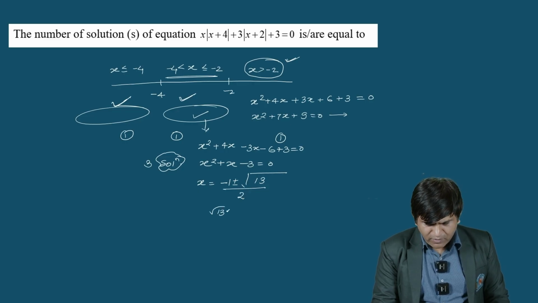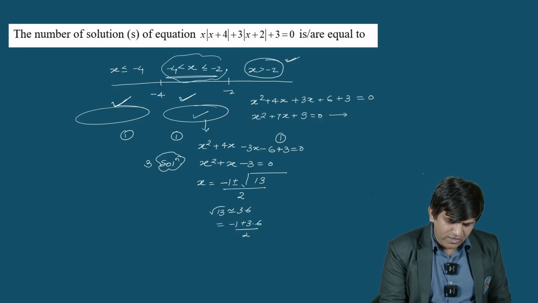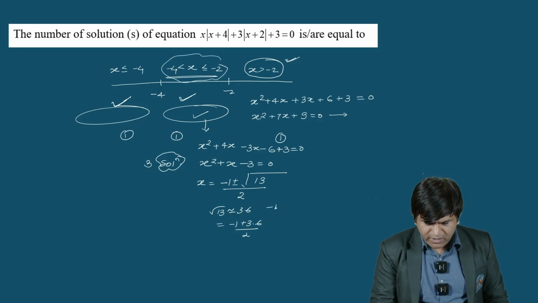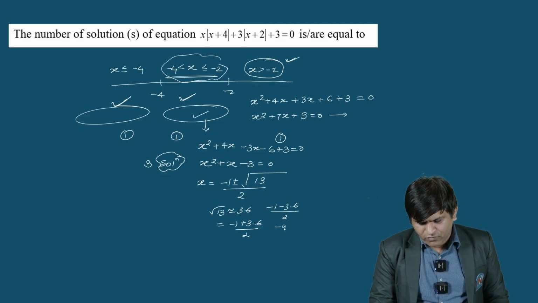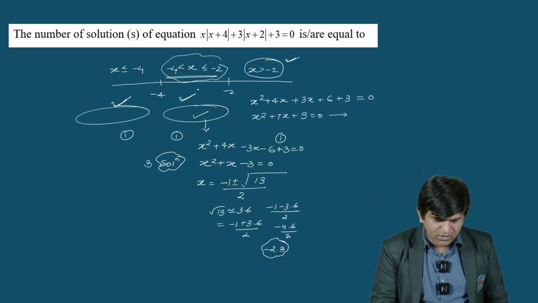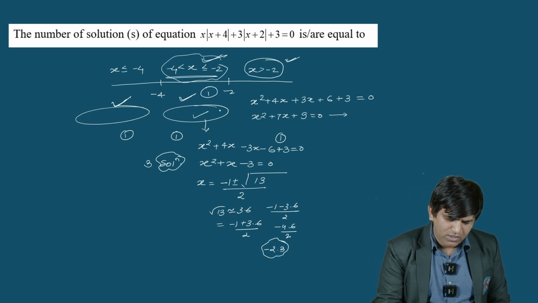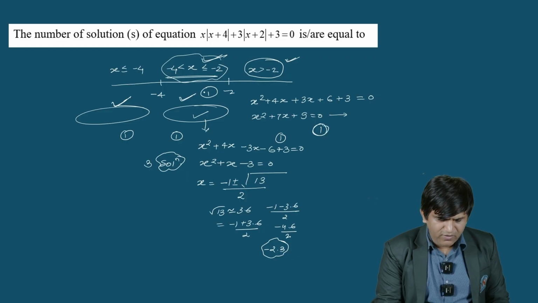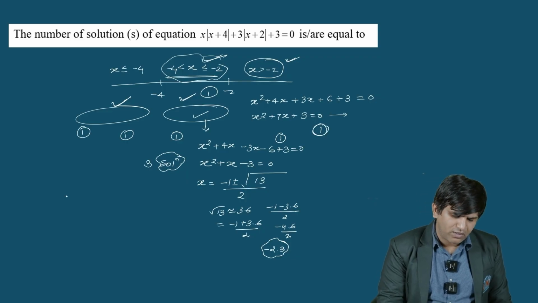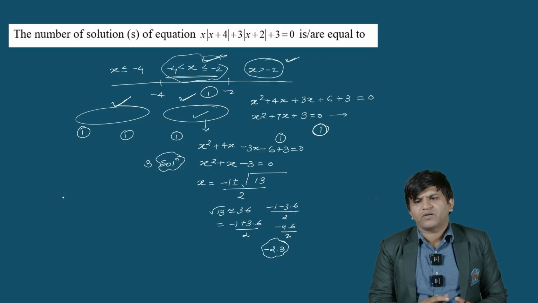Root 13 is approximately 3.6. So this value, minus 1 plus 3.6 by 2, will not give any value in this region, so we have to choose the minus sign. So minus 1 minus 3.6 by 2, that is minus 4.6 by 2, approximately minus 2.3, which is satisfying this region. So there is one solution. In the same way, one solution from here, one solution from here, one solution from here. So total number of solutions we are going to get is 3.